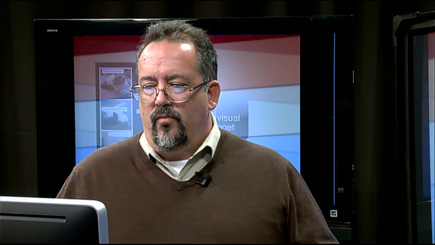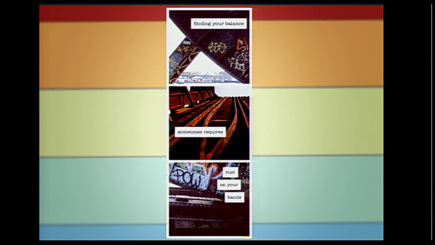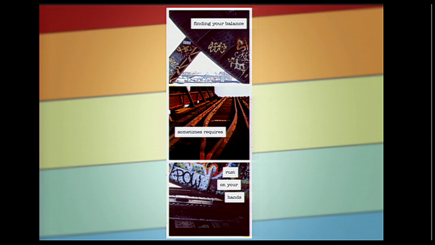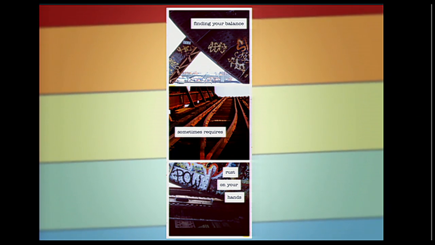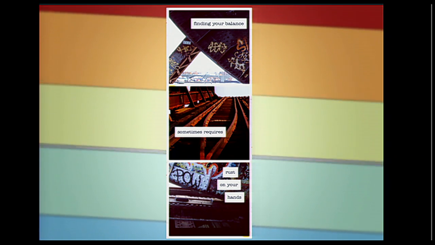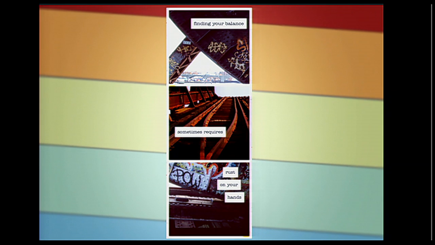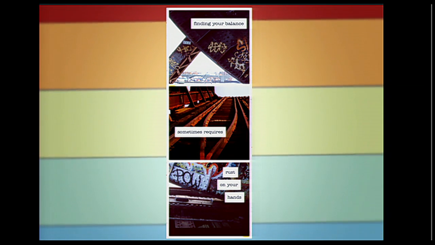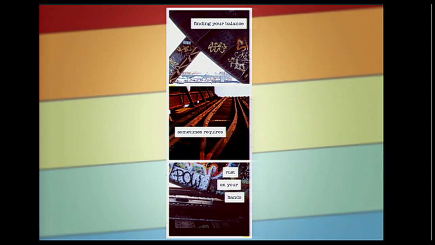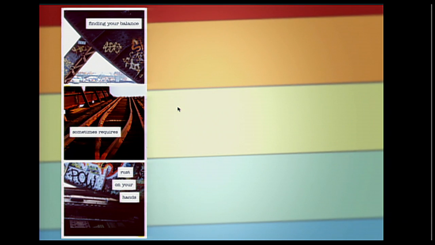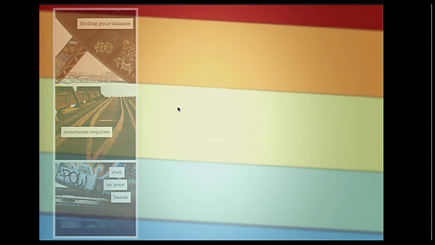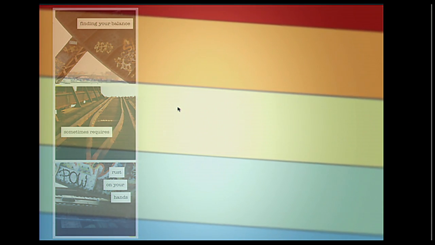What is it? Well, visual poetry actually creates what's called three-picture stories. Let's look at an example of one, where they actually use it to create a poem of some kind. Here's one where somebody wrote, "Find your balance sometimes requires rust on your hands." Okay, so you can see that there are three pictures and three sayings that go with it.